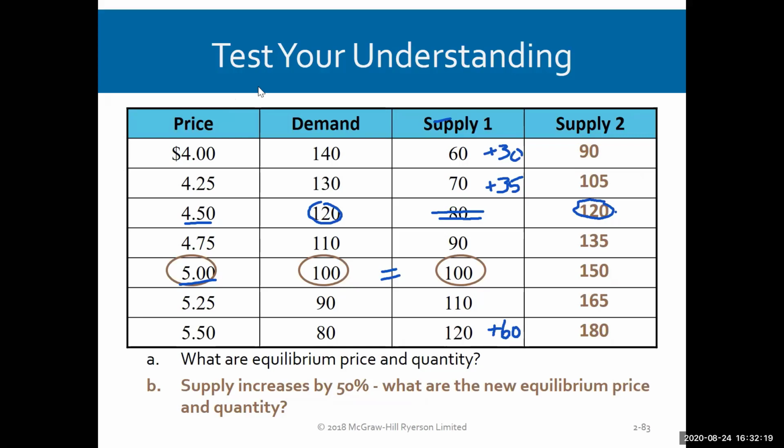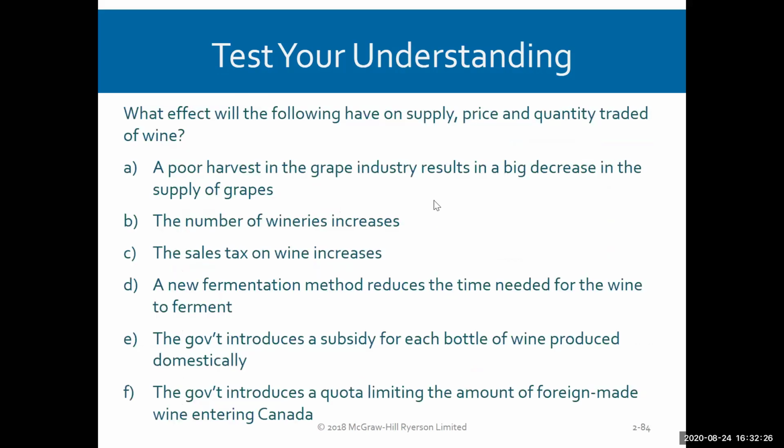So there's one more slide that we'll cover when we hit it in class, and it's this one. We're going to look at specific markets and find out what effect the following have on the supply, price and quantity traded of wine. We'll cover that one in class, and we'll see you when we get there.